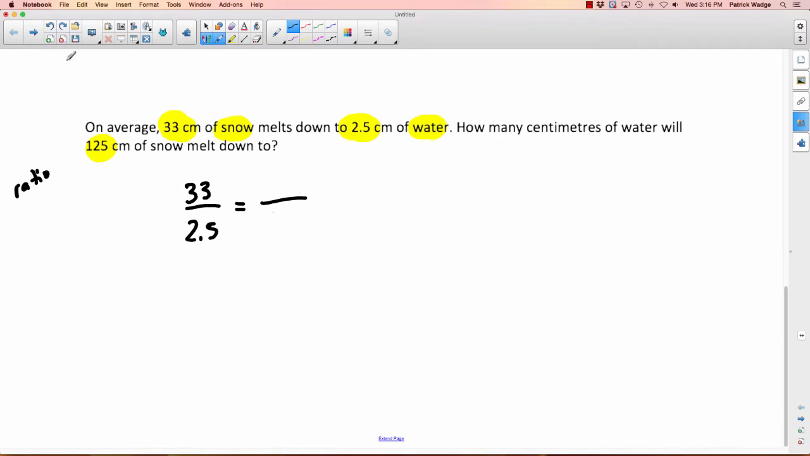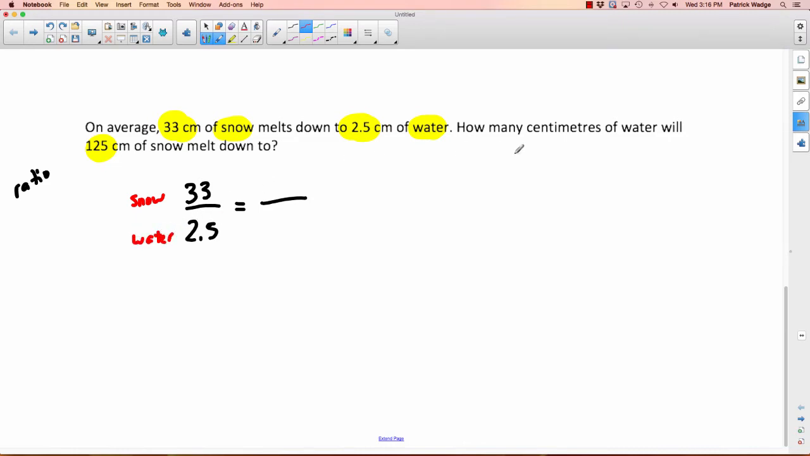Well, here's what I strongly recommend you do. So many people are resistant to doing this, but it really doesn't take long. Just write down a word or even a letter that tells you what this 33 is referring to. It says, on average, 33 centimeters of snow. Oh, so the 33 is snow. Melts down to 2.5 centimeters of water. Oh, the 2.5 is water.